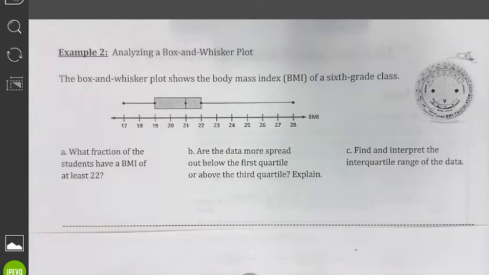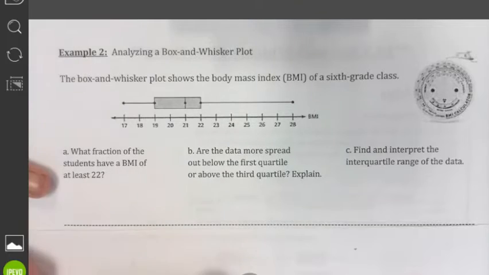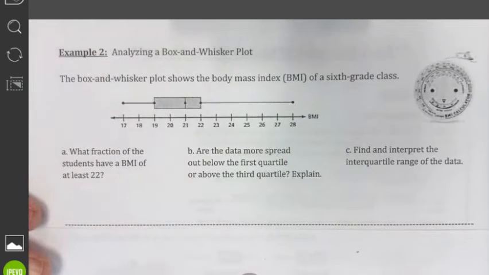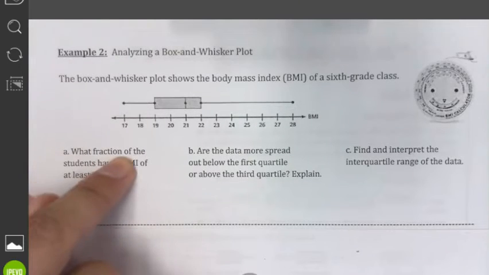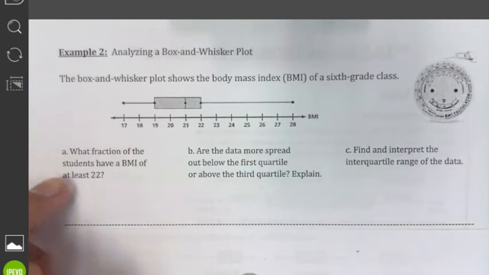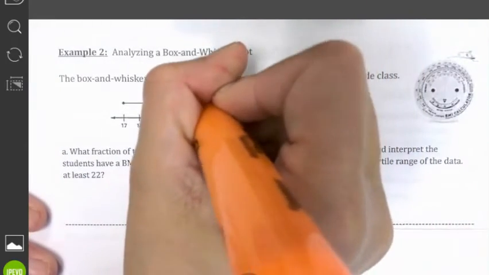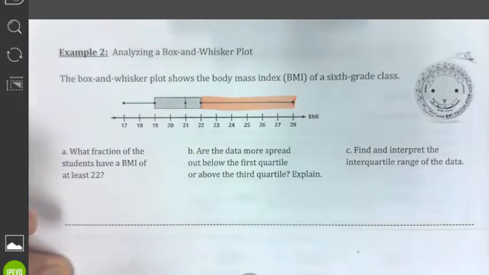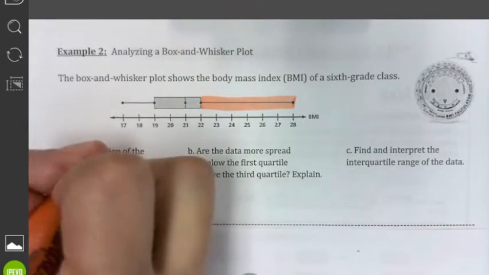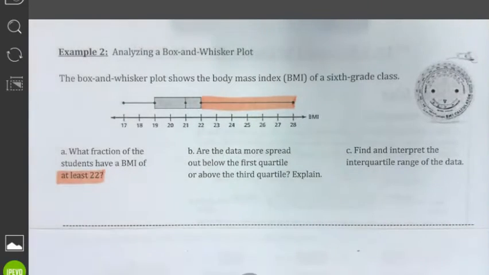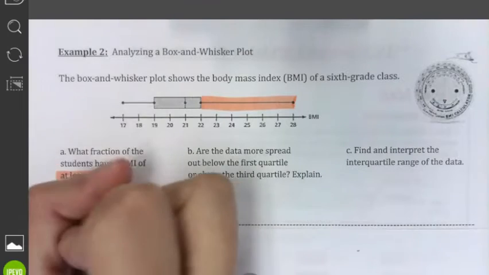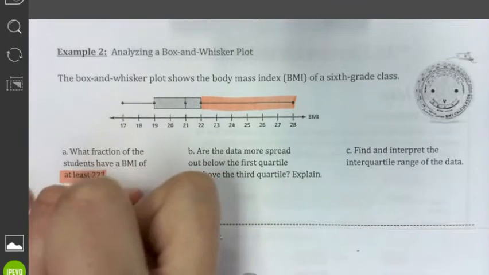So analyzing a box and whisker plot. The box and whisker plot shows the body mass index, BMI, of a 6th grade class. So here we have our box and whisker plot. We're going to answer a couple of questions about it. A, what fraction of the students have a BMI of at least 22? That means that 22 is the lowest. So we're talking about that whisker, at least 22. And when we talk about one whisker, we are talking about a quarter of the data.